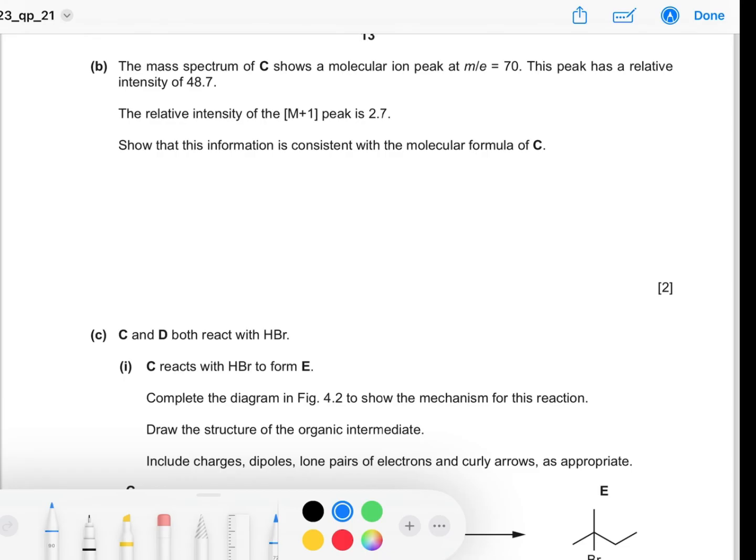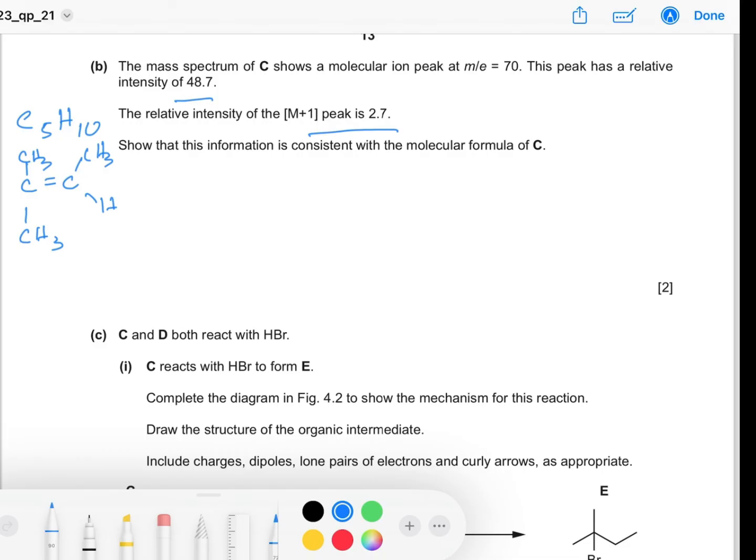B, the mass spectrum of C shows a molecular ion peak at 70. This peak has a relative intensity or height of 48.7. The relative intensity of the M+1 peak is 2.7. Show that this information is consistent with the molecular formula of C. Okay, C has a molecular formula C5H10. Here's the structure of C.